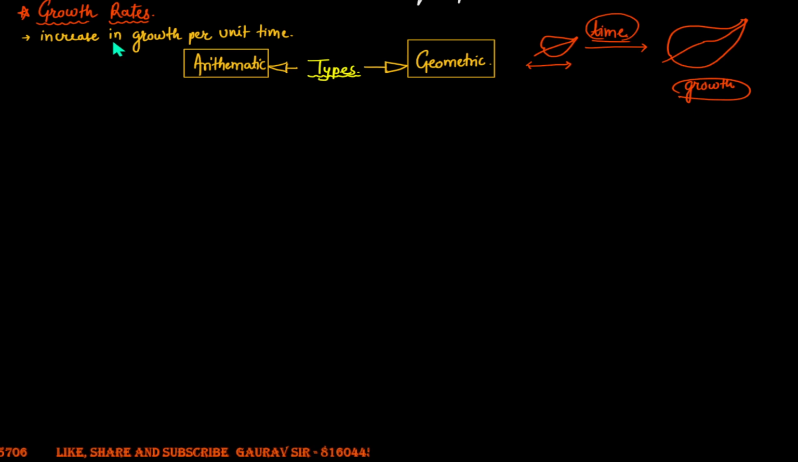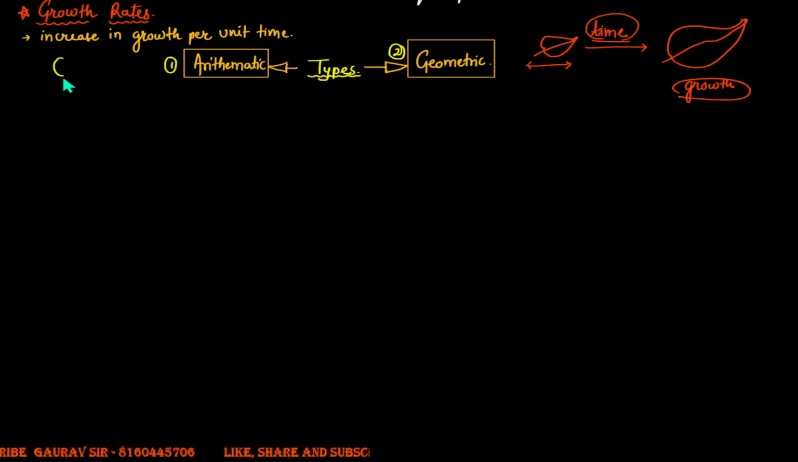So the increase in growth per unit time is referred to as growth rate, and there are two types of growth patterns that are observed in the plant. First of them is arithmetic growth, and the second one is geometric growth. Now let us take an example and understand what the arithmetic growth model is.